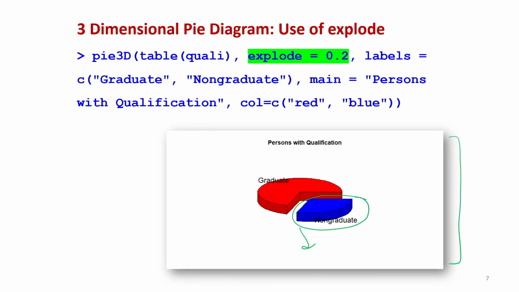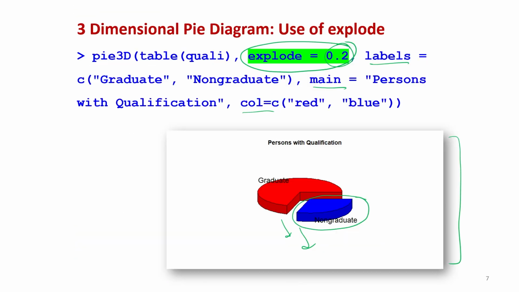So in order to do it, we use the command explode, EXPLODE, and this will make this partition separate. The value here is 0.2 for explode, but if you increase this value, this distance will actually become more. So in this graphic, all other things, labels, main, color, are the same as earlier.